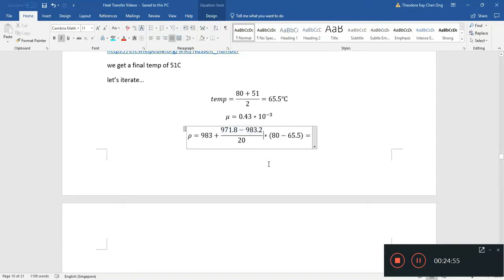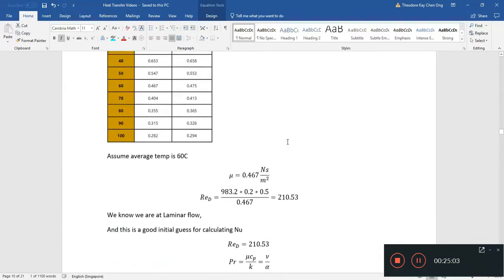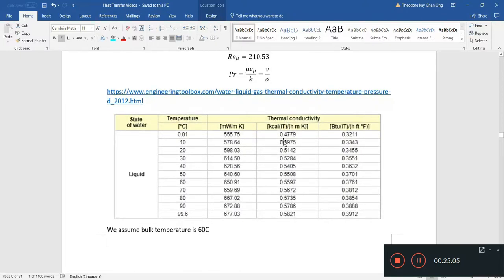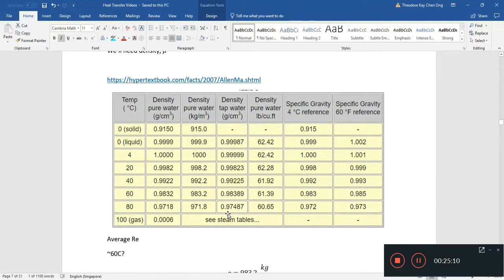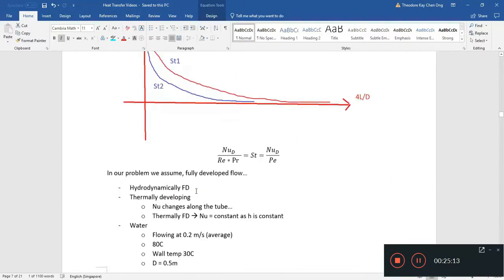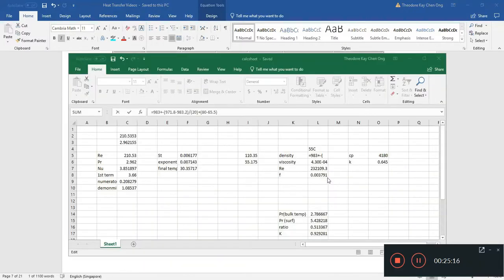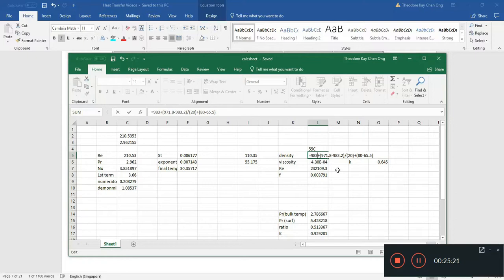Hold on, this is so fishy. I'm getting weirded out. 971.8. Oh, I think I found a mistake. It should be 97. Oh, now I see, now I see. This is a multiplication. Okay, good.